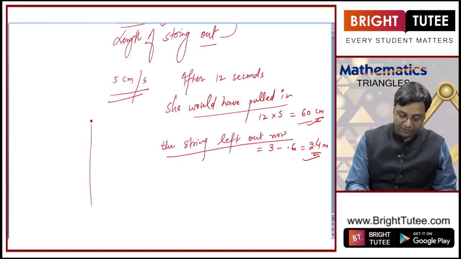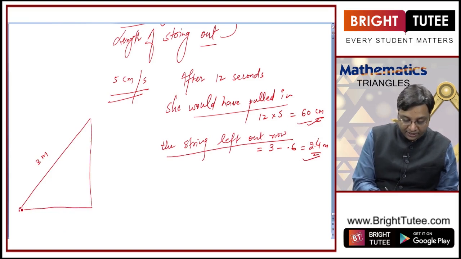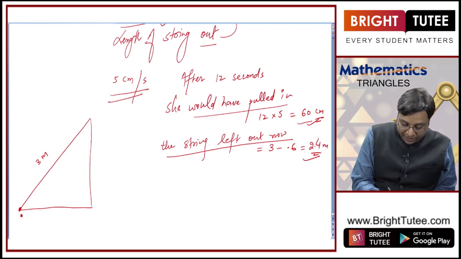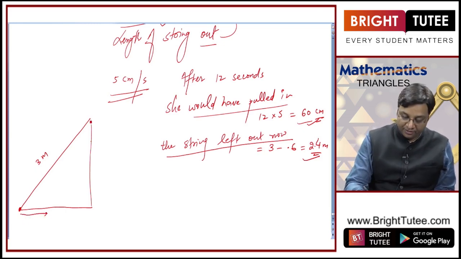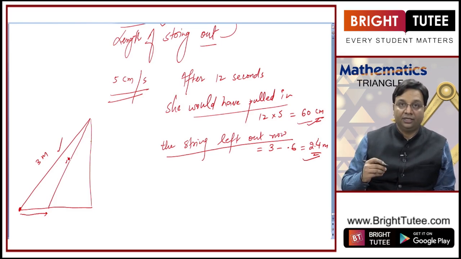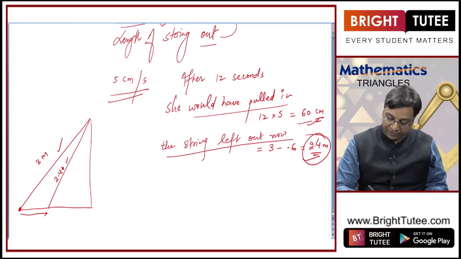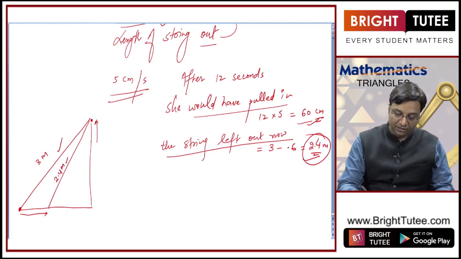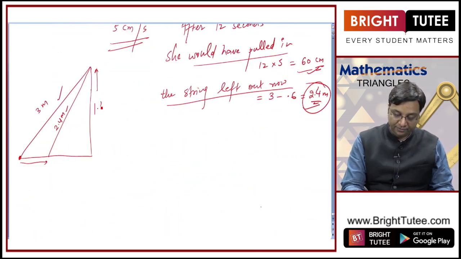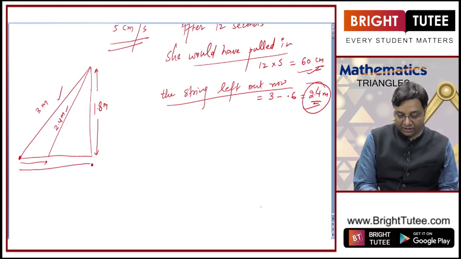Earlier, what was the situation? This was the length 3 meter that was outside, and here it is the fly. Now she started pulling it in, right? So this fly will come here somewhere, because this is the new length of the string that is outside now. So it is equal to 2.4 meter. And what was this vertical distance? This was 1.8 meter, right?